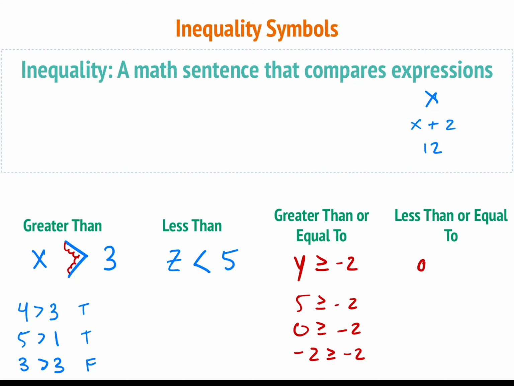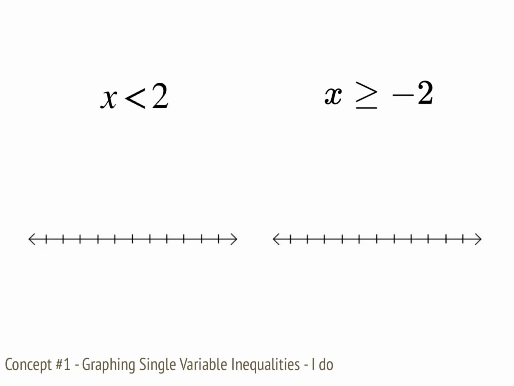And then the same thing here. I can do A is less than or equal to -5. So -10 is less than or equal to -5. That's true. -5 is less than or equal to -5. That's true also. Okay, so here is our first concept.